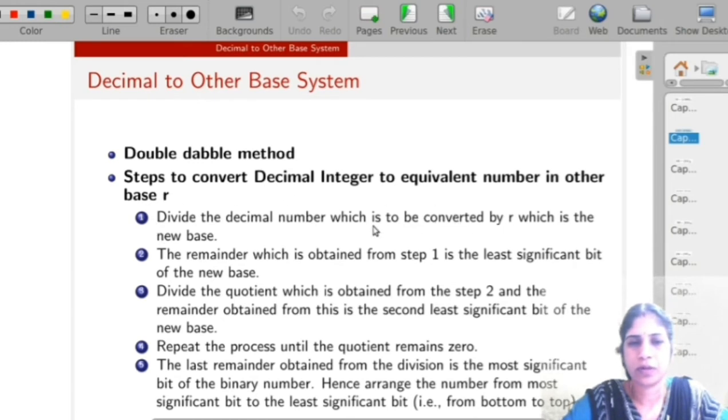So the steps are: first we divide the number which is to be converted by R, the new base. In our example the new base is 2, so we divide the number by 2. Then the remainder obtained from step 1 is the least significant bit of the new base. Then again we divide the quotient by base 2. The process is repeated until the quotient remains 0.